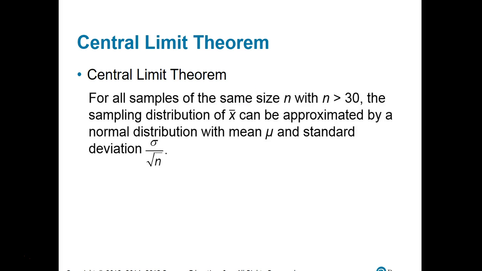Central limit theorem. Let's take a look at what we need. We need to have sample sizes, not population sizes, but sample sizes of greater than 30. The sampling distribution of X bar, in other words, of the means, can be approximated by a normal distribution with a mean of mu and a standard deviation of sigma over square root of n. That means if we're getting a lot of means, then we can talk about those means being distributed, as we talked about in the last section.